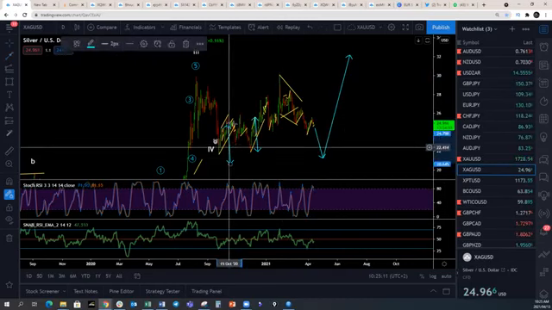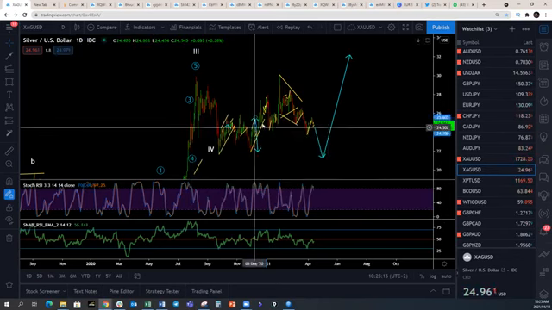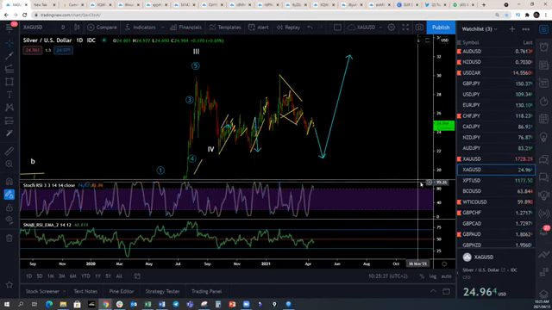Don't mind all of this. These are alerts that I always put on here. Okay, so that's what we're looking at on silver.